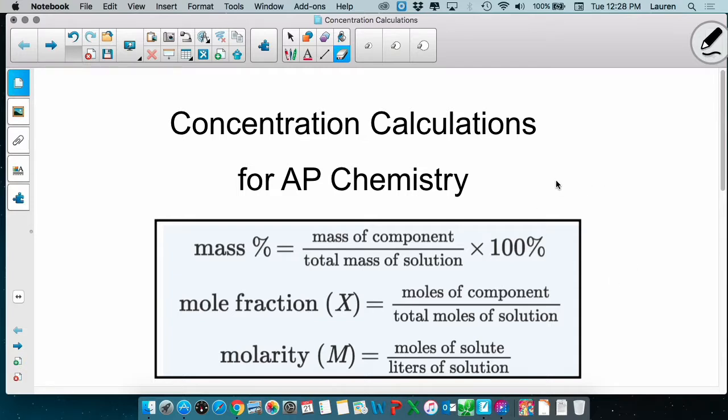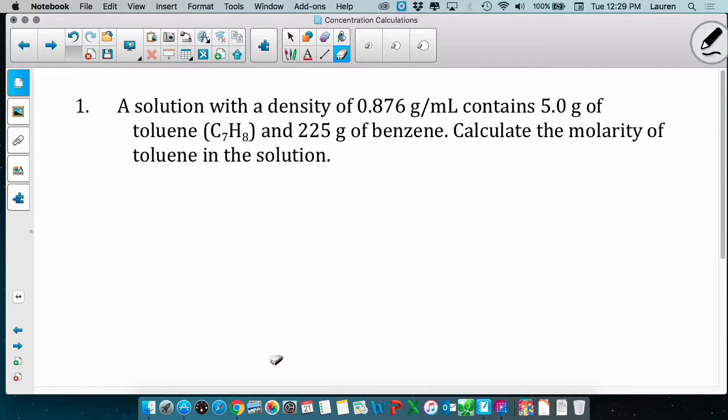The main types of concentration calculation we're going to be doing is the molarity, which is the moles of solute over liters of solution. Very important one to know. The mole fraction, which is moles over total moles, and then the mass percent, which is mass over total mass. These three are the main ones, with molarity being the most important one. That one is the one that we'll use over and over and over again. Okay, so let's look at some examples.